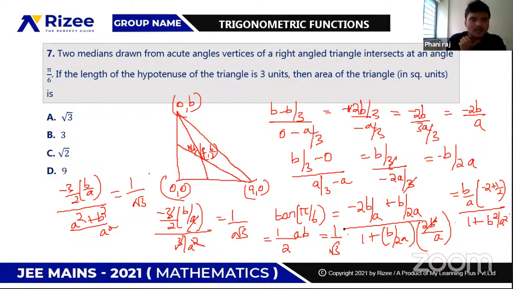1 by root 3. So minus, there is some error, no? Okay, so m2 minus m1, you got everything correct. Minus 3 by 2, a square by b square is 3. Okay, fine.